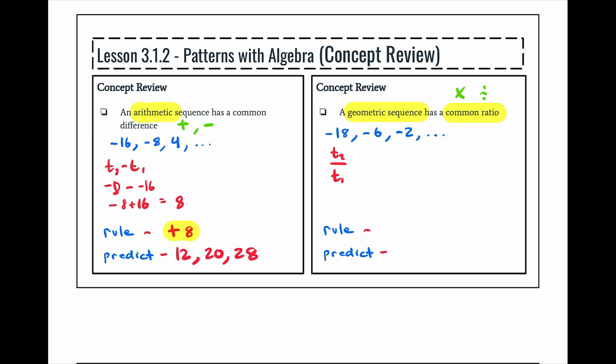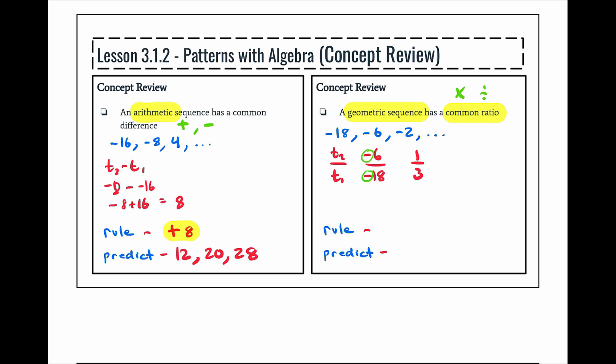Okay, so term 2 is negative 6 divided by negative 18. 6 divided by 18 is going to still leave us with a fraction, but 6 can divide into both of those. 6 is a factor of 6 and 18, so we end up with 1 over 3. Now I need to deal with those integers, the negatives. Negative divided by a negative gives us a positive.